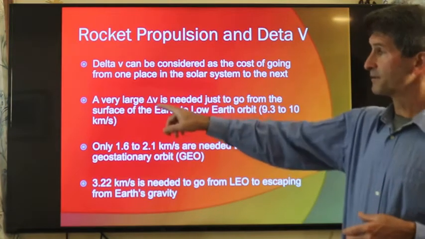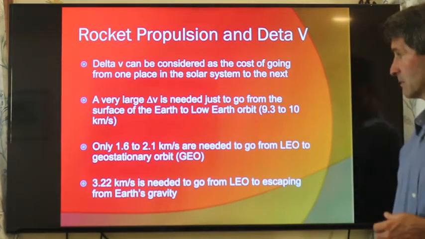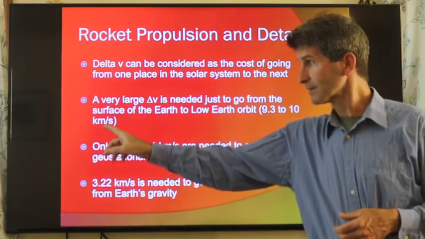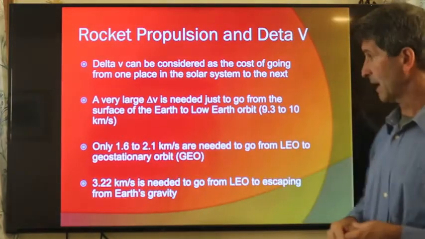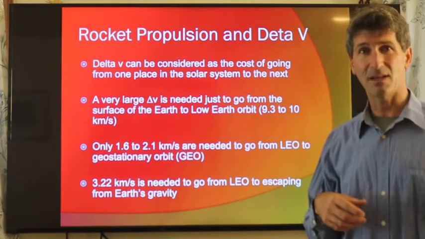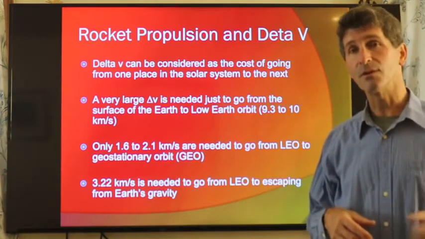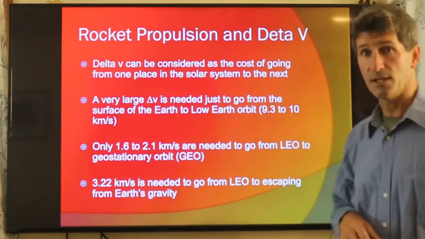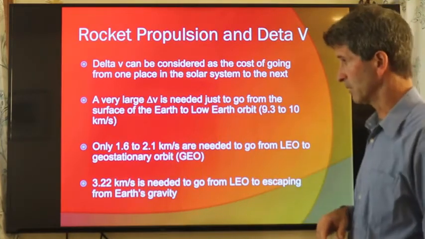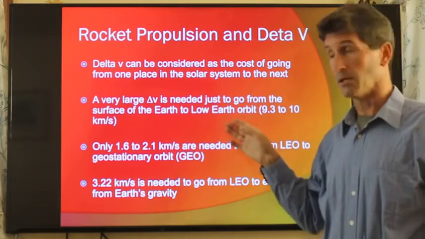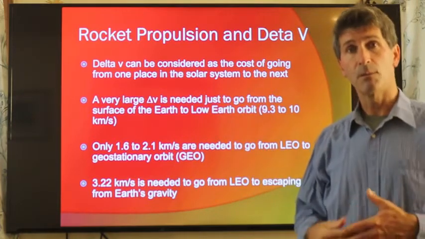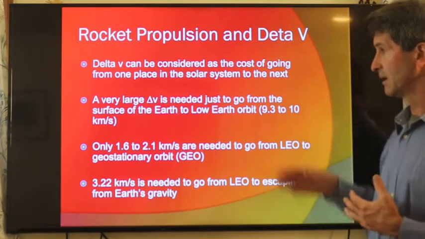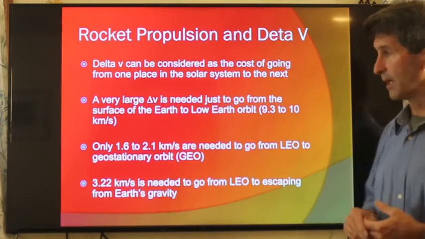Now again, delta V has to be really, really large. 9.3 to 10 kilometers per second, okay, that's 9,300 meters per second to 10,000 meters per second, is needed just to achieve Earth orbit. Doesn't mean you're necessarily changing your velocity by that much, but if you do the calculation of the fuel that you need given a certain exhaust velocity, that delta V will get you there.